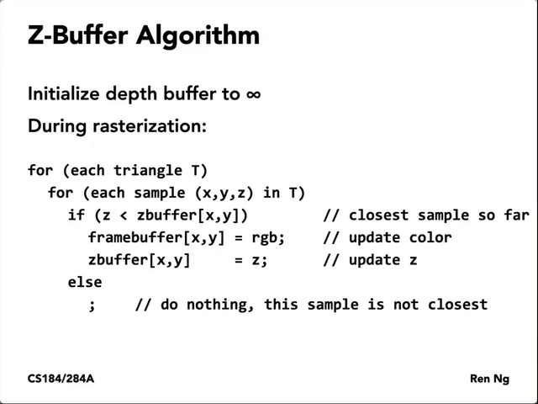Otherwise, the current Z value is larger than the thing that's already been drawn on the screen. So the current triangle sample that we're considering drawing to the frame buffer is further away than something we've already drawn there. Well, then we don't want to draw it in front, and it'll look totally wrong, right? The occlusion will be wrong. So in this else case, we just do nothing, since it's not the closest sample. This is the pseudocode for the Z buffer.